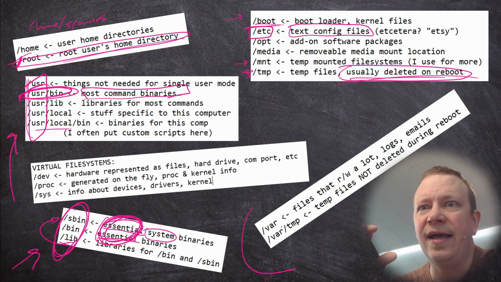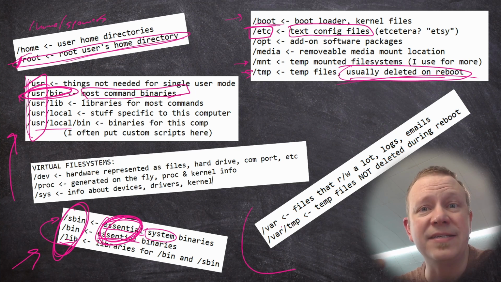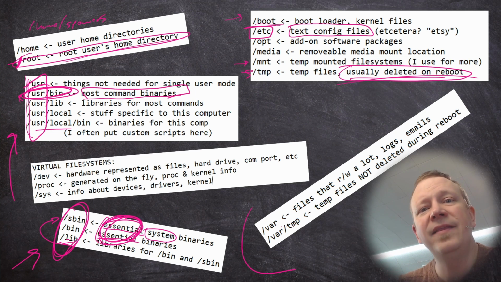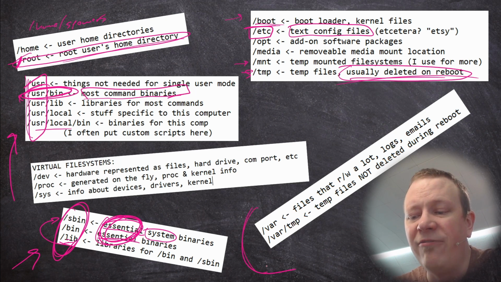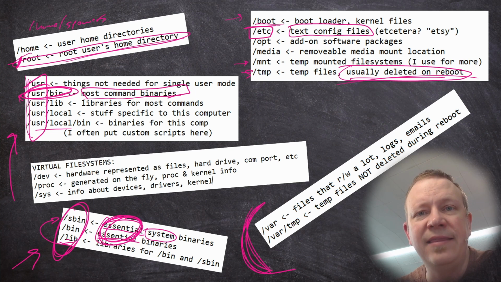Files that will come and go, like mail files, like if it's a mail server, they will go in var mail, spool, or anything that is written to, deleted, moved around a whole lot is going to go inside the var directory.